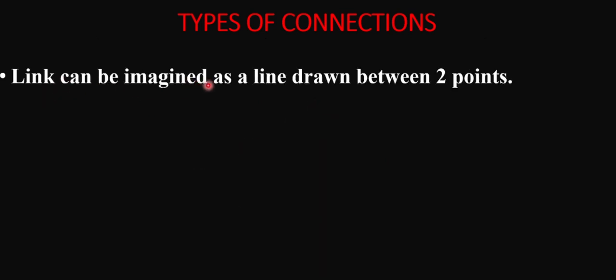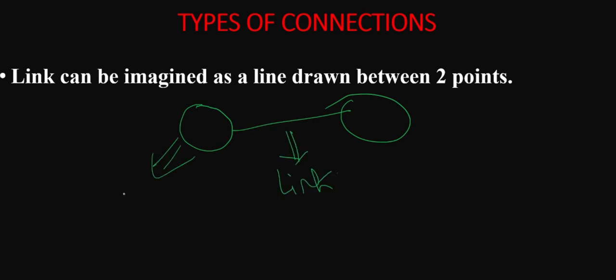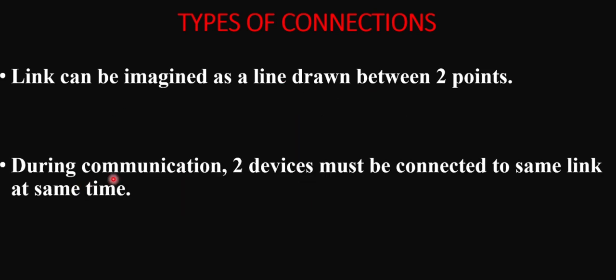So a link can be imagined as a line drawn between 2 points. Like these 2 points you can connect using the line. So this line is called a link. This point you can consider as one device, and the second point as another device. So two devices, device 1 and 2, you can connect using the link like this. During communication, two devices must be connected to the same link at the same time.